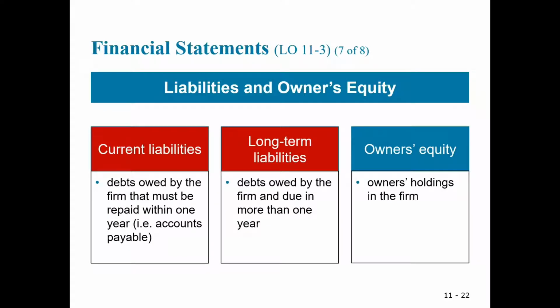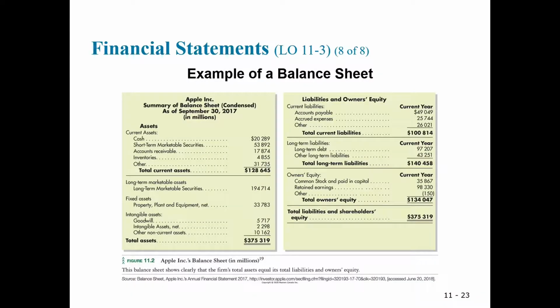Liabilities. Liabilities are what the company owes. Current liabilities are debts owed by the firm that must be repaid within 1 year, that is accounts payable. Long-term liabilities are debts owed by the firm and due in more than 1 year. Owner's equity. Owner's equity is what the owners of the company own. This includes the common stock, paid in capital and retained earnings. Here is an example of a balance sheet.